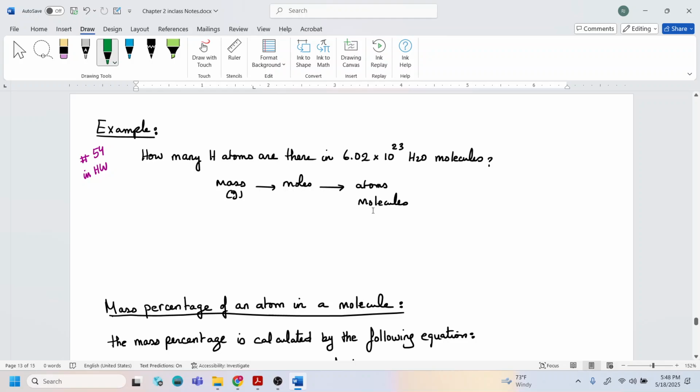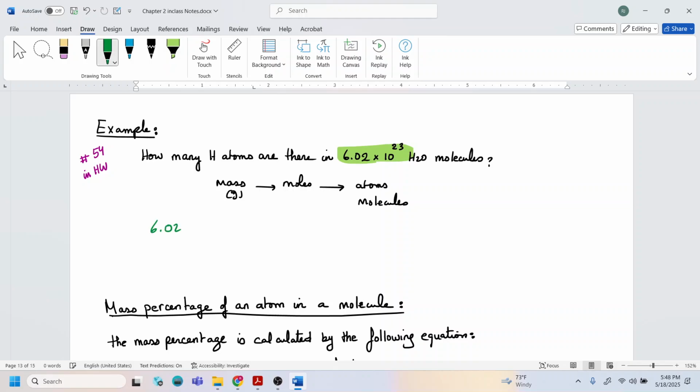So actually, I am here. I don't need any of the mole or the mass or anything like this. I'm given the molecules and I want to relate this into atoms. You know that a water molecule is made up of two hydrogen atoms, so you can easily get the number of atoms in there. So you start with the given, which is the 6.023 times 10 to the 23 water molecules.